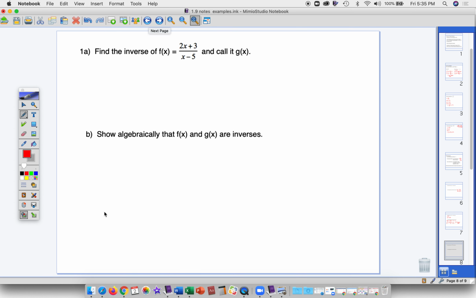Let's try another one. This one's a little more complicated because it's a rational function. So go ahead and find the inverse, call it g of x, and then show algebraically that they are inverses by composing in both directions. Pause the video, come back when you're done, and we'll compare.